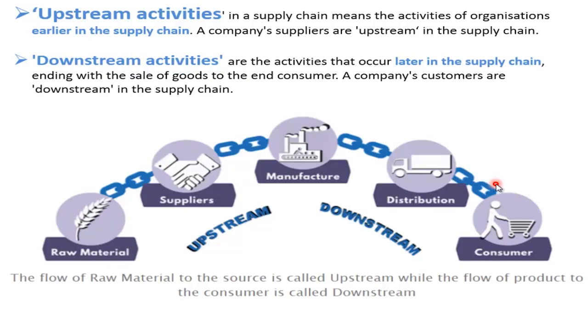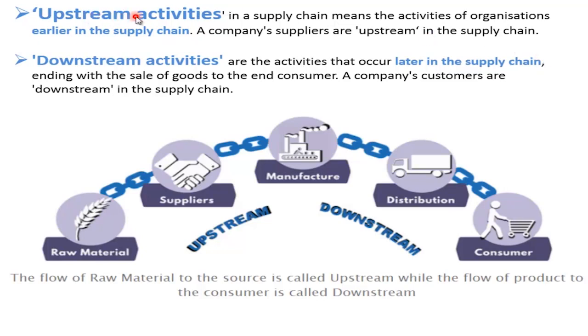Upstream activities and downstream activities. What are these upstream activities? Upstream in the supply chain means the activities of the organization earlier in the supply chain. A company's suppliers are upstream in the supply chain. Downstream, activities that occur later in the supply chain. Early in the supply chain, later in the supply chain.